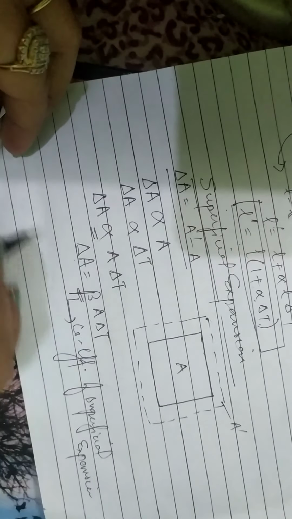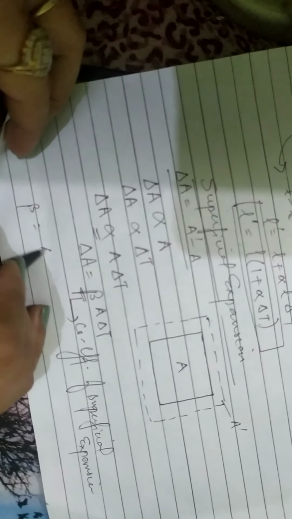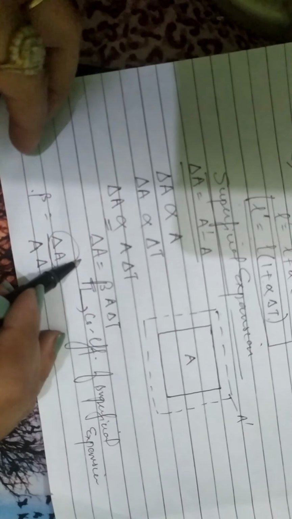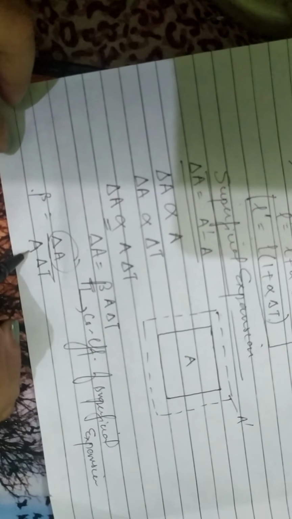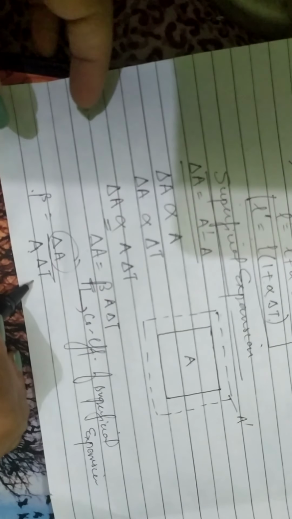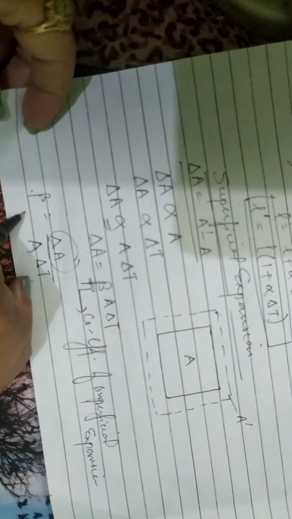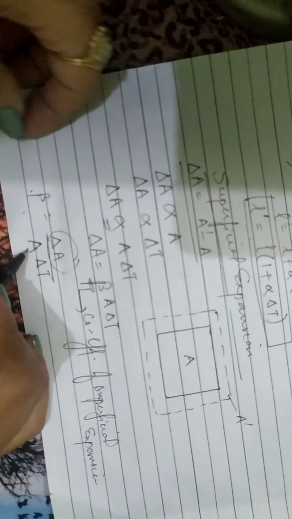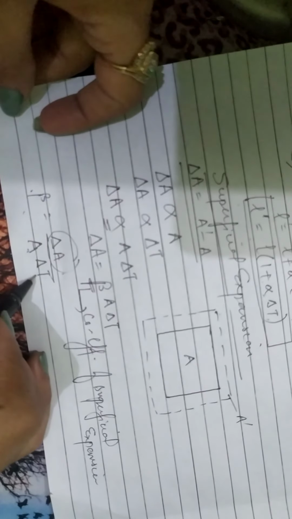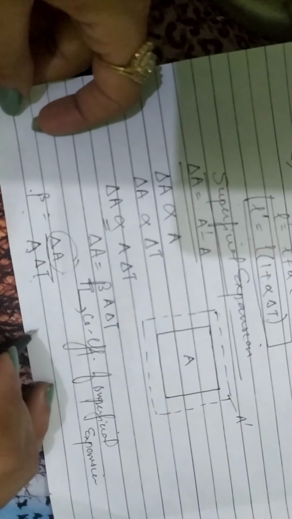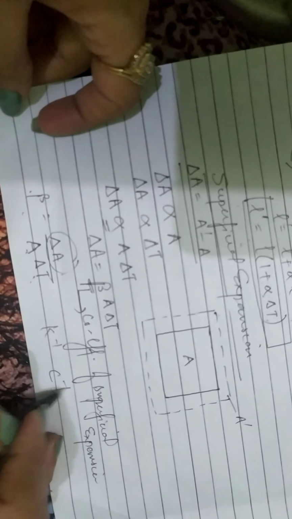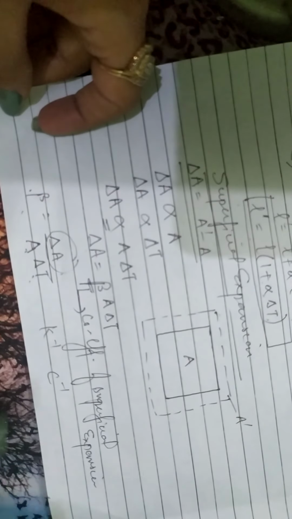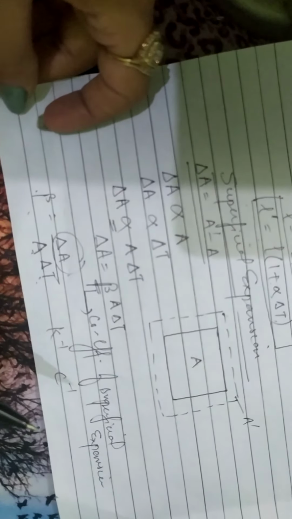Now here, how to define beta? Beta will be delta A over A delta T. It is the ratio of the increase in area over the original area, that is the surface area basically, per degree rise in temperature. So this is your beta, the coefficient of superficial expansion. Its units are also the same, Kelvin inverse or Celsius inverse, so you can use either unit.